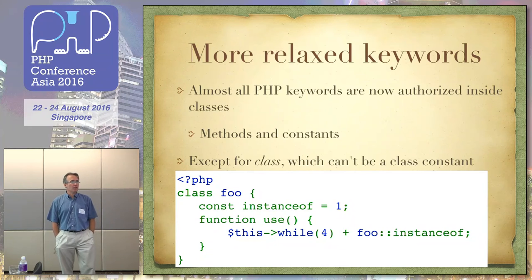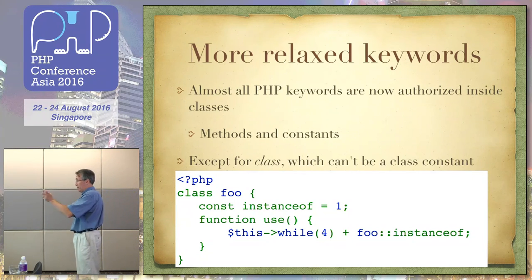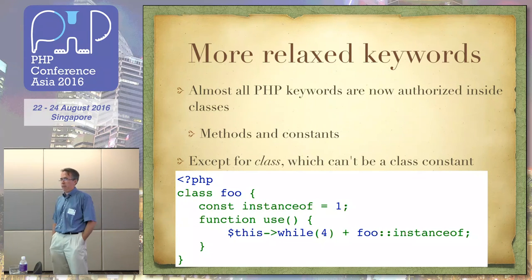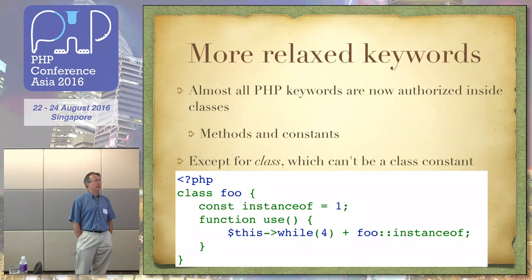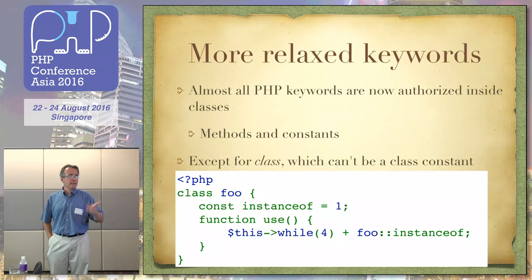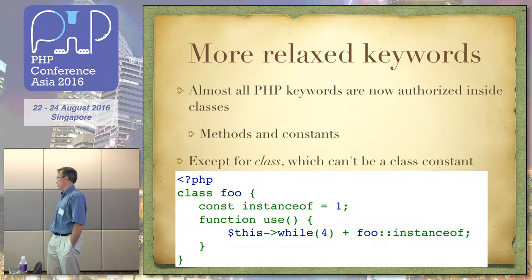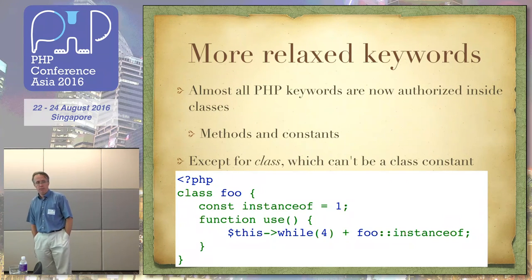Okay, the only exception is class itself. You cannot use class as a constant name, because we already have the special syntax where you can get the name of the class by calling this special class constant. That makes it difficult to explain. Otherwise, properties, we don't care already, it's already relaxed. And constants and methods, you can use most of the keywords, which in terms of static analysis is really painful.